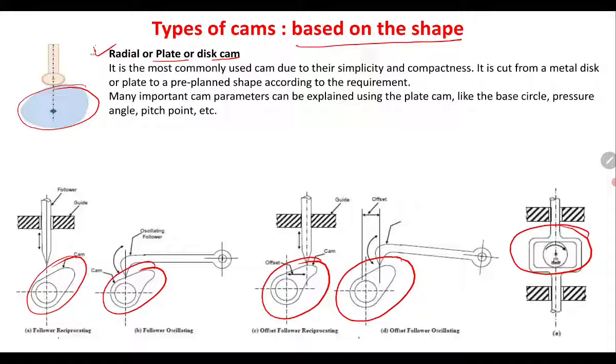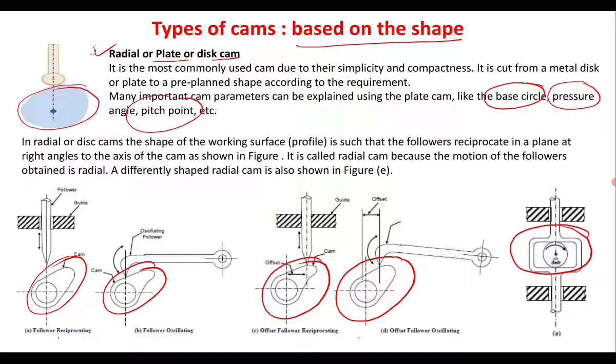So radial or plate or disc cam is most commonly used due to its simplicity and compactness. It is cut from a metal disc or plate to a pre-planned shape according to the requirement. Many important cam parameters can be explained using the plate cam, like the base circle, pressure angle, and pitch point. So in case of cam terminology, these terms are given, and on the basis of these terms we can design the cam profile.